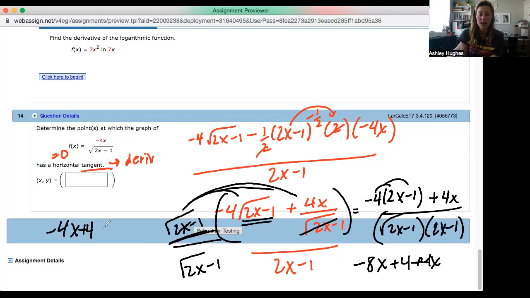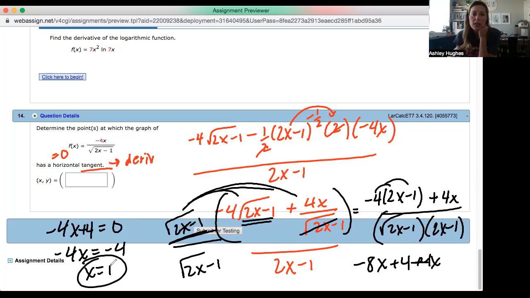And really, whenever it asks where something's horizontal, you just care about where the top equals 0. So negative 4x plus 4 equals 0, so x equals 1. Make sure that doesn't make the bottom equal to 0, because if it did, the function wouldn't exist there. If I plug 1 into the original function, I'm not going to get 0 on the bottom, so it's okay. So horizontal tangent would be at 1 comma.